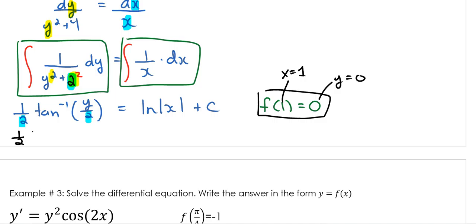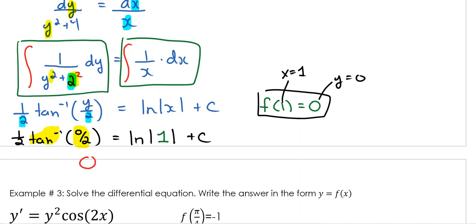This will be 1 over 2 times tan inverse of 0 over 2 equals ln of 1 plus c. Okay. Now this whole expression 0 over 2 is going to be 0, and since tan of 0 is 0, the inverse of that will also be 0. When you have the function tan x, and x equals 0, your y value is 0, so the inverse of that will also be 0. And if you're not quite sure with that, please put that into a calculator, and you'll see that the inverse tan of 0 is going to be 0.